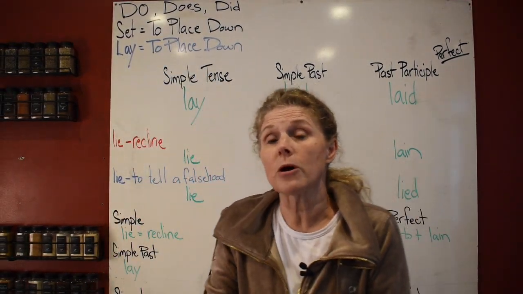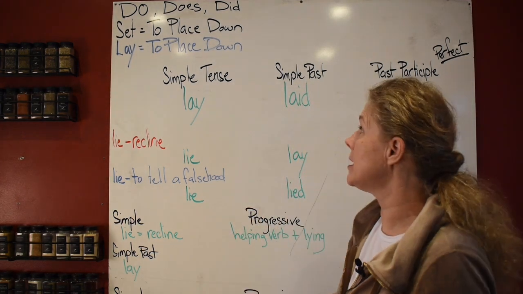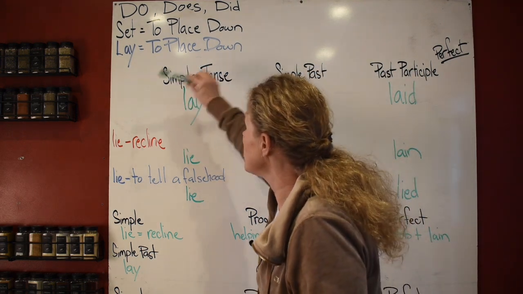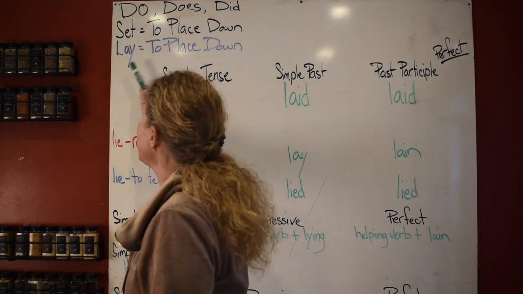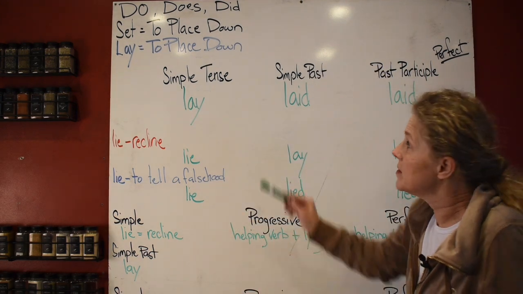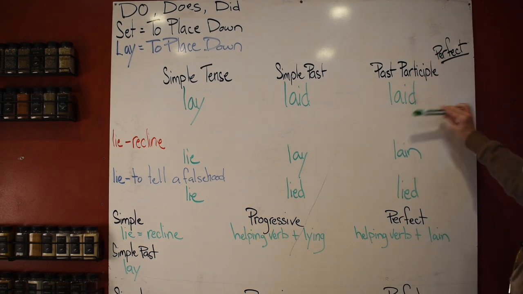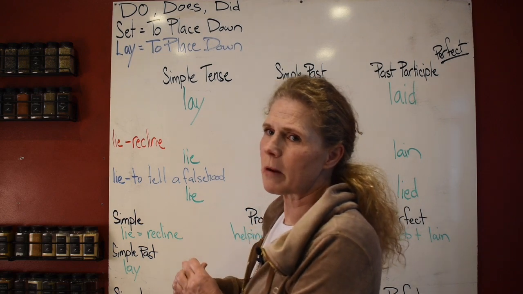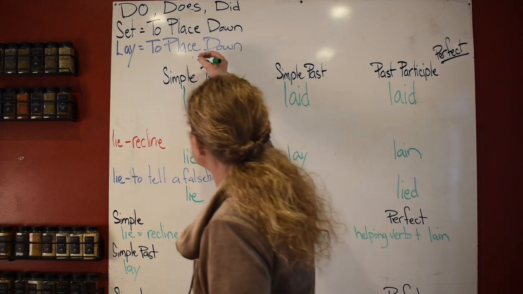Now remember that lay can also mean what? Lay can mean a burden, and lay, when it's a burden, has the exact same tenses. So when lay means to place down, the simple tense is lay, the simple past is laid, and the past participle is laid. Now set's easy. What is set? Do you guys remember? The simple tense of set. Set.